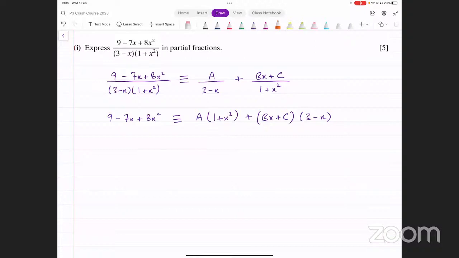Let's look at the other bracket that we've got. This is the only other bracket that we have out of these two. 3 minus x. What do we do with this? Put this equal to 0.